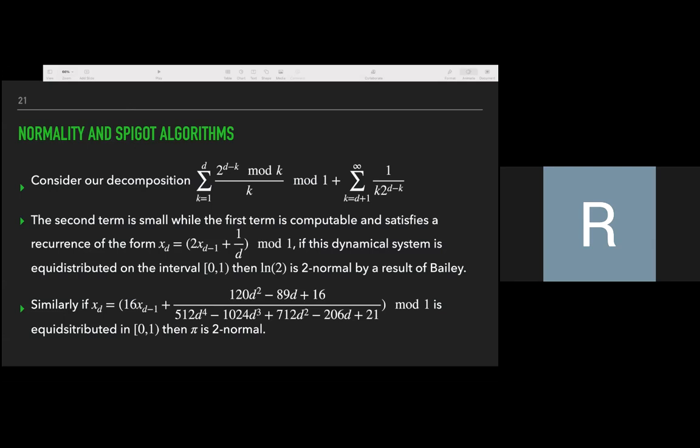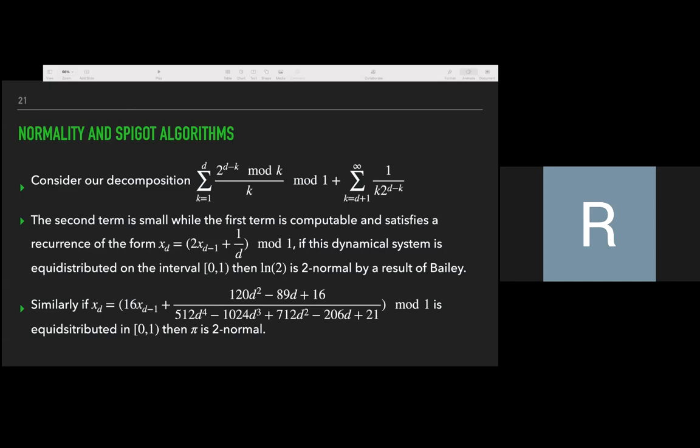So yeah, there's a similar dynamical system for pi that you can get from the Spigot algorithm I showed before. Basically, the only thing that's different is that the second part is a much more complicated rational function. And if we can show this is equidistributed, then pi is 2 normal.